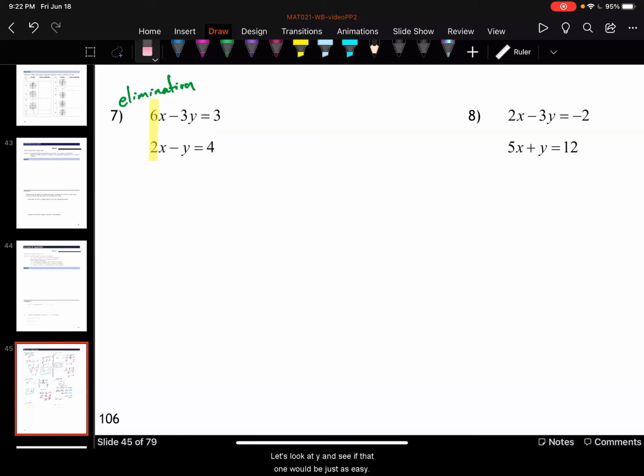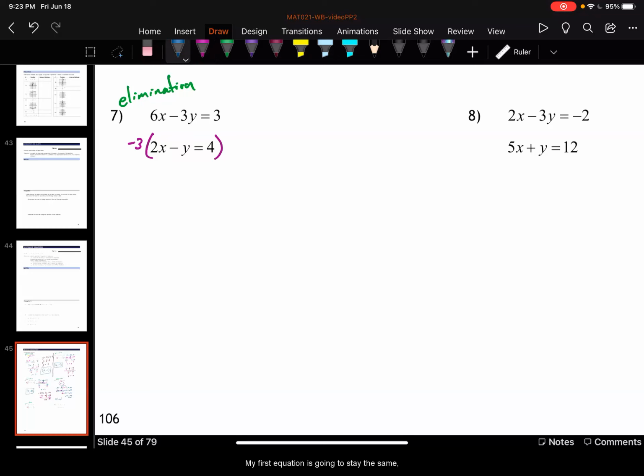So let's look at y and see if that one would be just as easy. So if I look at the y, I have negative 3 and a negative 1. Again, if I multiplied through by negative 3, then I could combine like terms and my y would go away. So it really doesn't matter on this one which one I pick. I'm going to pick the x, so I'm going to multiply through by negative 3. I'm doing a negative, so the signs will be different, so that way when we combine, things will actually cancel out.